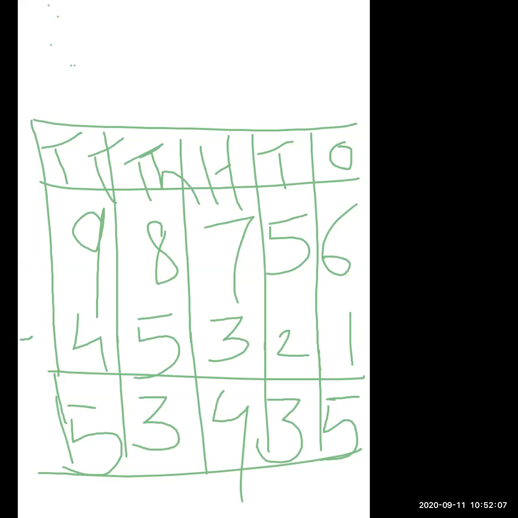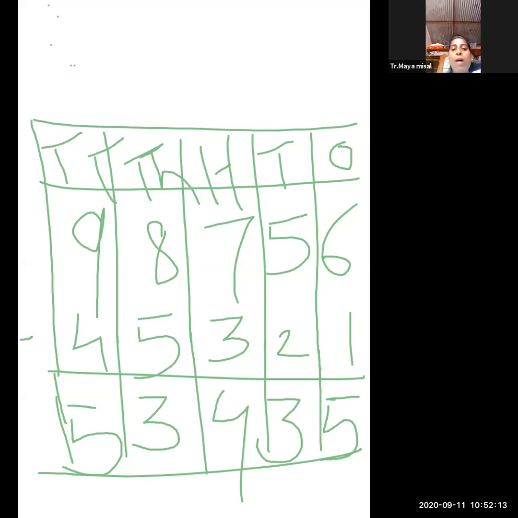Very nice. Okay, good. Is everyone here clear about the subtraction sum? Everyone clear? Then type O in the chat box. Everyone understood the sum of subtraction? So type O in the chat box. O for orange. Very good.